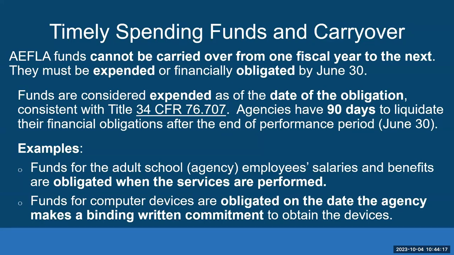Planning and collaboration are especially important for new grantees, because this might be different from all other federal funds that allow carryover. Planning and collaboration with both fiscal and program staff to spend or obligate these funds is especially important. So the window is July 1st to June 30th of the fiscal year.